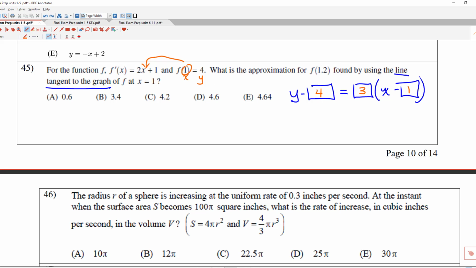Let's do a new color here. So I now have y minus 4 is equal to 3 times, okay, I'm plugging in 1.2 for x minus 1. That's going to be y is equal to, I'm going to add 4 to both sides in a sec, but first 1.2 minus 1 is 0.2. 0.2 times 3 is 0.6. Then I have to add 4 to that. I should be looking for 4.6. Correct answer is D.